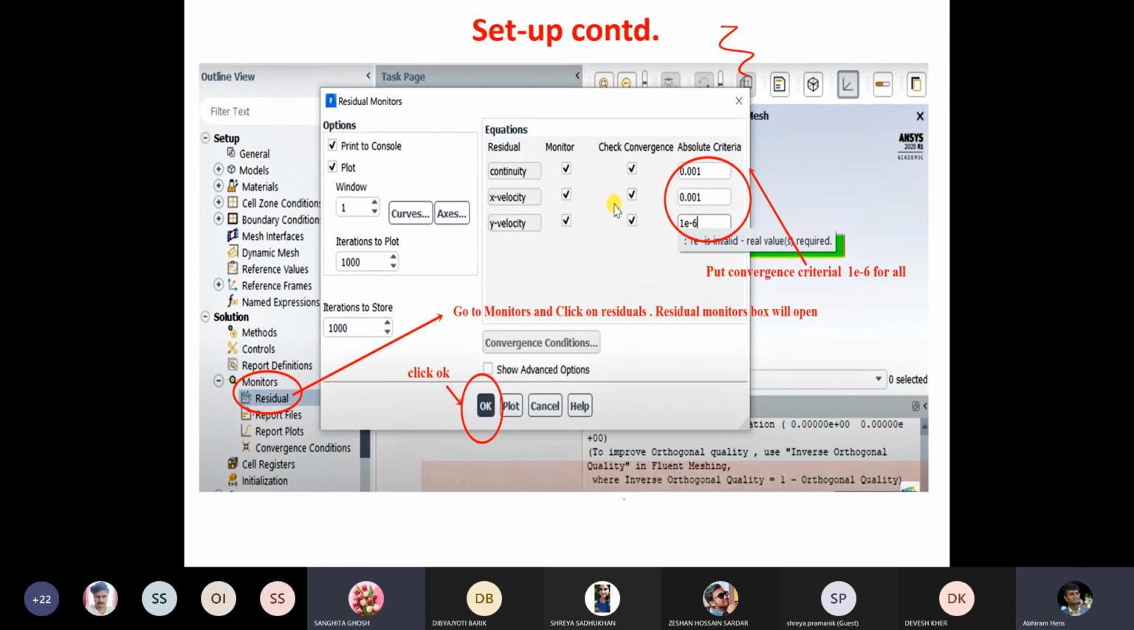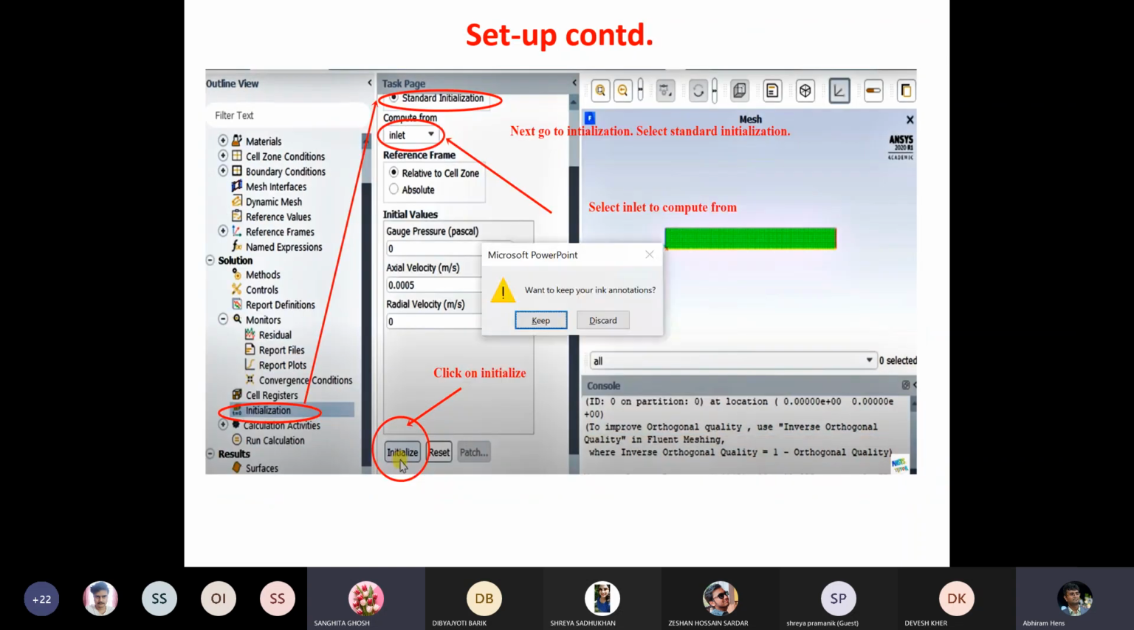And the rest of the thing is the monitoring part. How can you monitor the simulation? So this is how things can move on. I just wanted to show you where this SIMPLE algorithm lies.